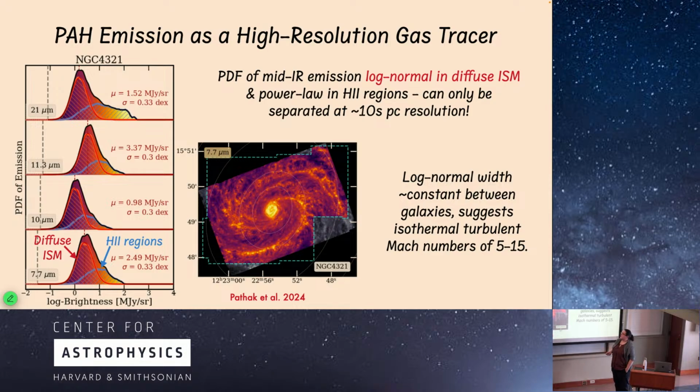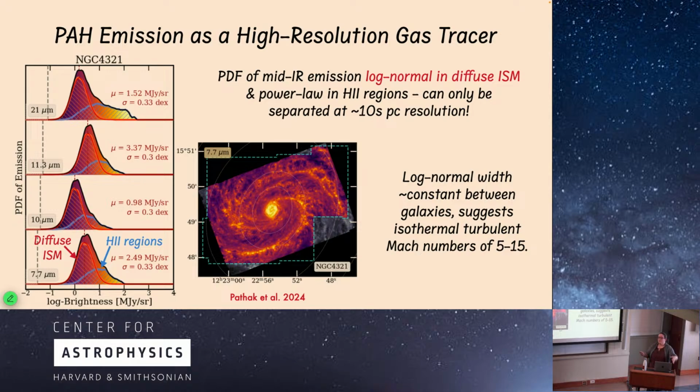And what Deb found is that this PDF is very constant over many different galaxies. And you can see the red version here. This is at all the different wavelengths. And the width of this PDF is actually consistent with what you would predict if this were isothermal turbulence with Mach numbers of between 5 and 15. So this is a pretty unique attempt to measure this PDF from the mid-infrared emission using the fact that it may be a good tracer of column density.